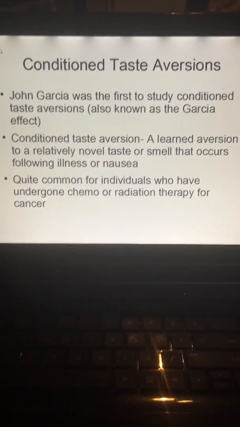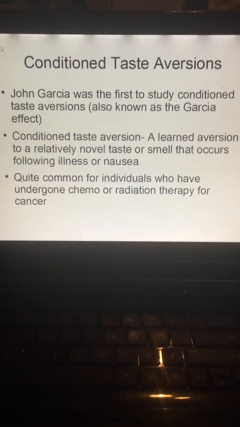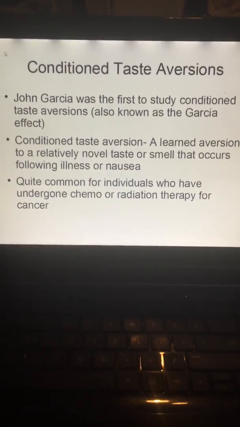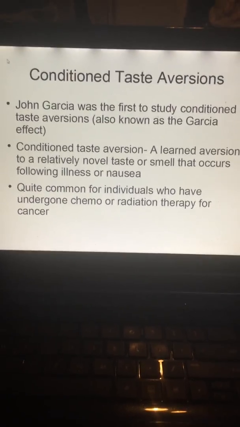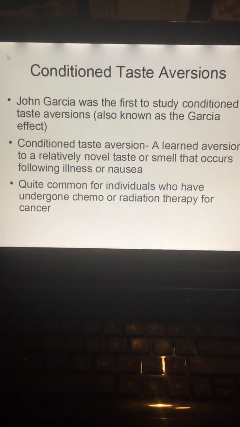So conditioned taste aversion is a learned aversion to a relatively novel taste or smell that occurs following illness or nausea. Don't want to get sick? Don't eat a whole bunch of food till you spew. That particular type of food, you might not be able to eat it again.